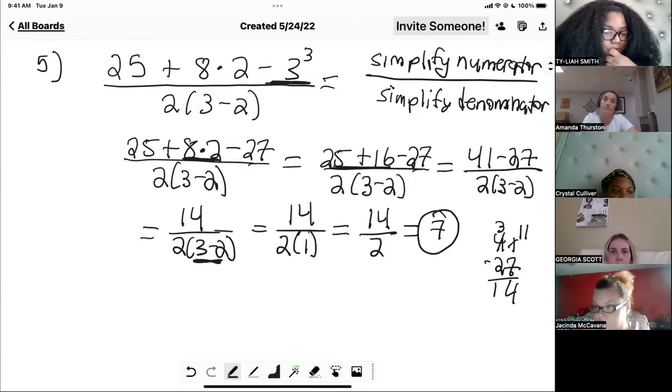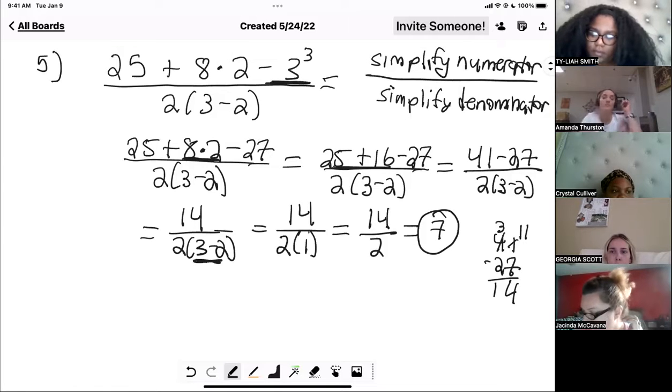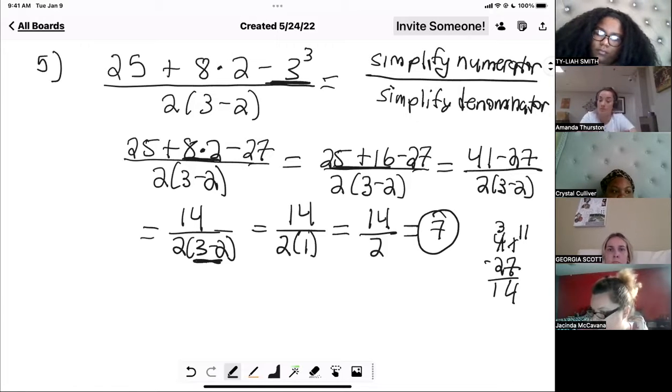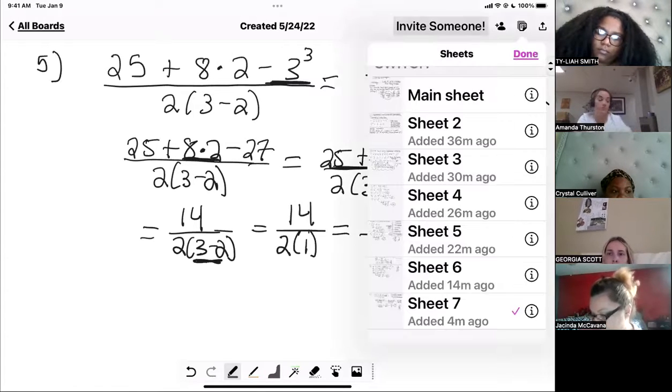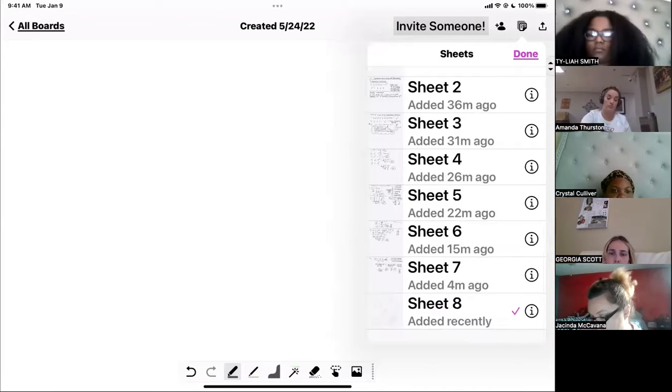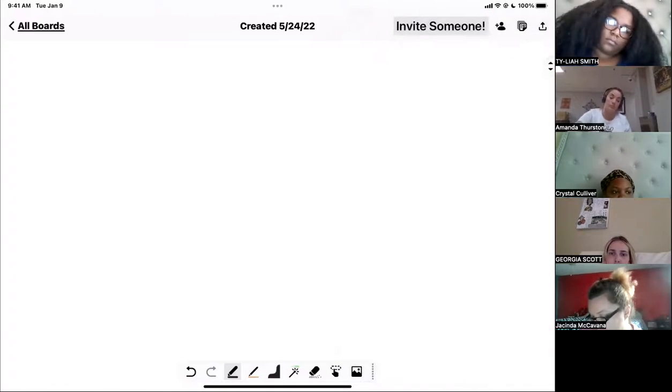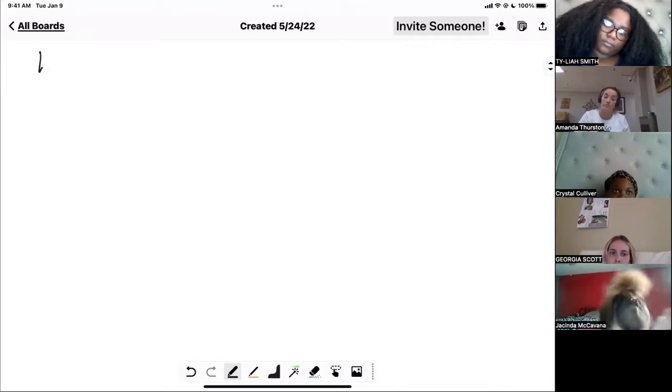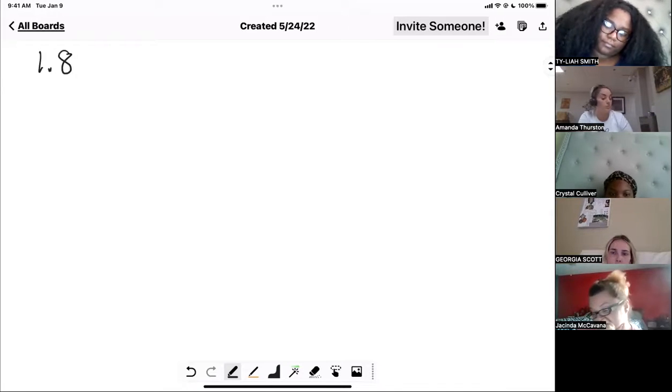All right, any last minute questions before I go to 1.8, which is our last section? Okay, awesome. Hey, last section before a test, yay. And it's algebra. So we get to start looking at algebra. Great. Okay, 1.8. Introduction to variables.